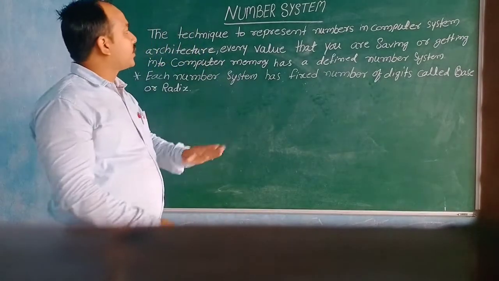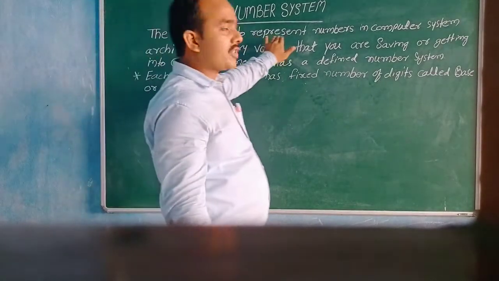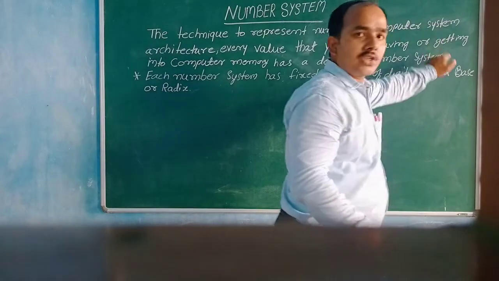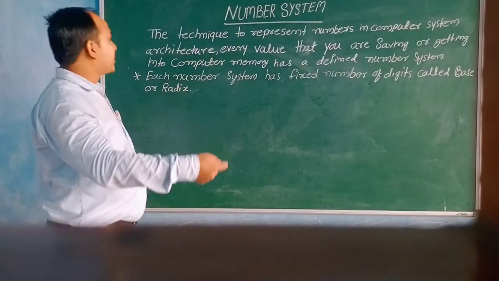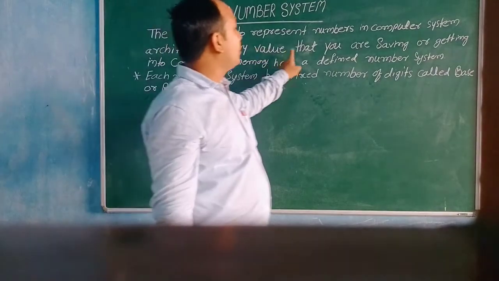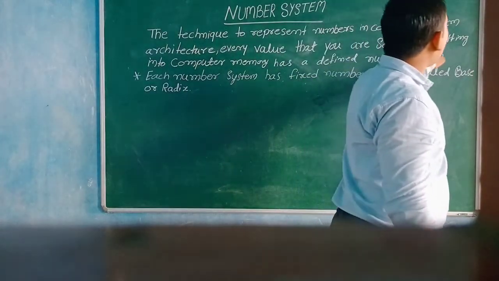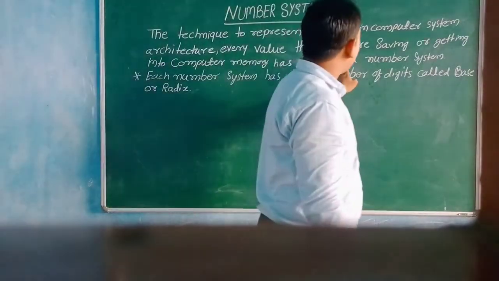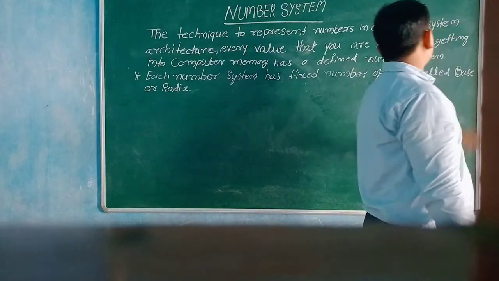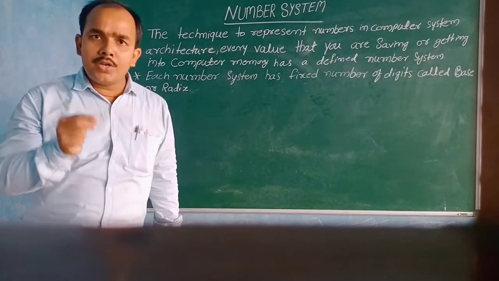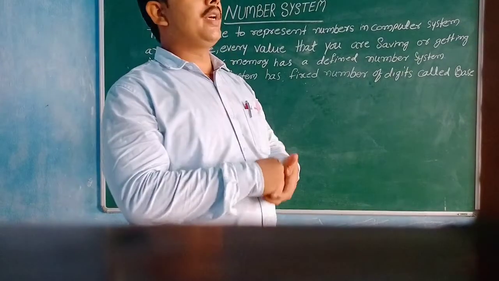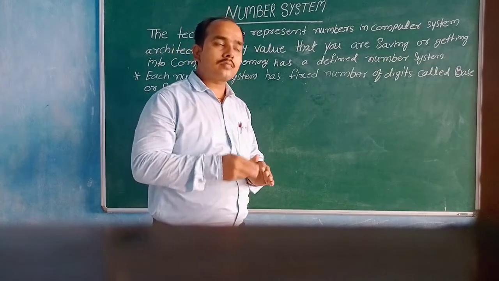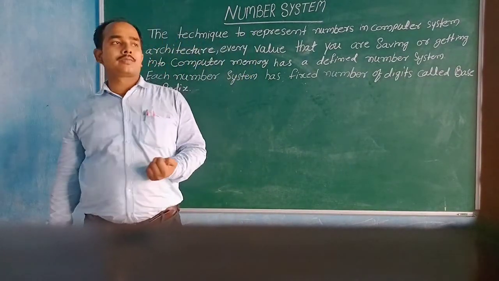So what do we mean by number system? The techniques to represent numbers in computer system architecture. Every value that you are saving or getting into computer memory has a defined number system. Means if any value, any letter, the computer takes, then each and everything is converted into number forms.